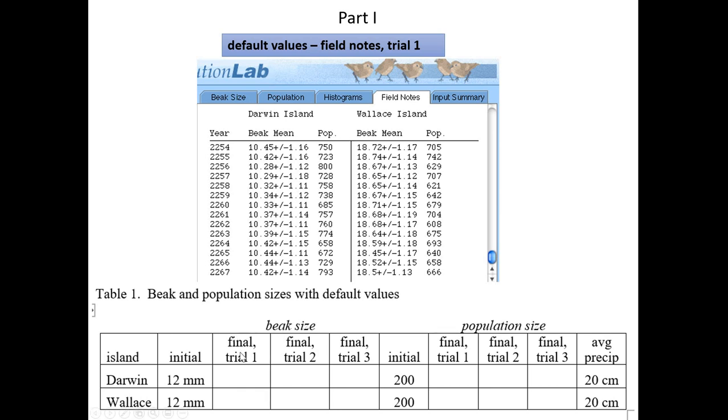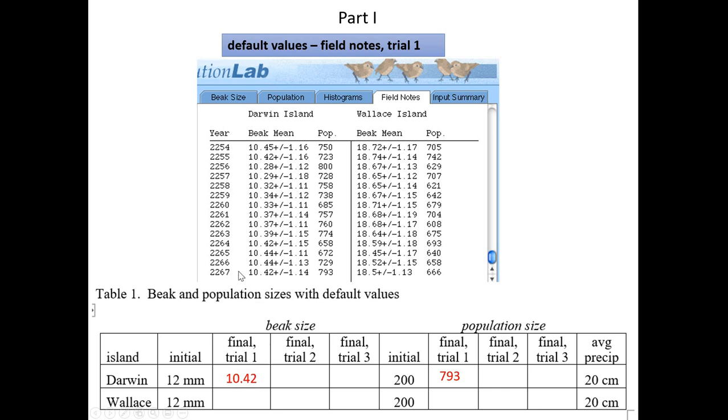For your table 1 within the lab report, you would fill out the numbers based on these values, but make sure that you're not recording these exact numbers here, because this is not what's in your screenshots. But basically this is what you do: take these numbers from the final for each island and input them into table 1. So again, don't just copy these numbers because they're not accurate.